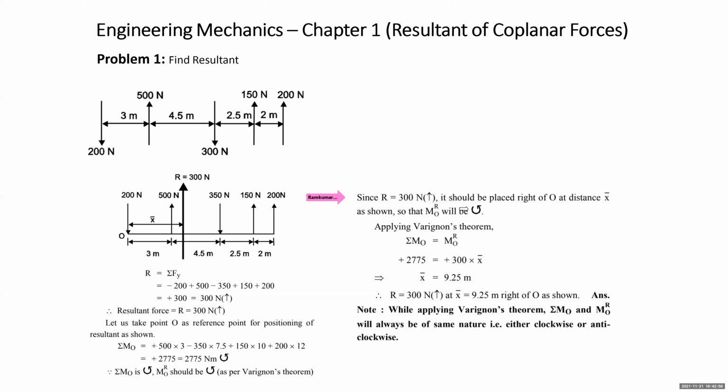Since R is 300 Newton upward, it should be placed right of O at distance x bar, so that the moment of R about O is anti-clockwise. Now we apply Varignon's theorem. Sigma MO is the moment of the resultant about O. What is sigma MO? Plus 2775. See, what I found here, the right hand side will also be plus, that is why I placed the resultant on the right side. I have placed the resultant on the right side. Since it is upward and placed on the right, its moment about O is anti-clockwise. So this statement helps me in the position of the resultant. So 2775 plus, I mean this is anti-clockwise. So 300, moment of resultant, into x bar is anti-clockwise about O.